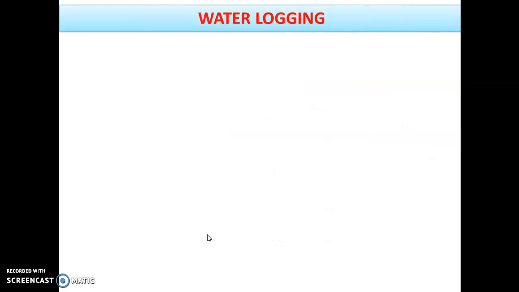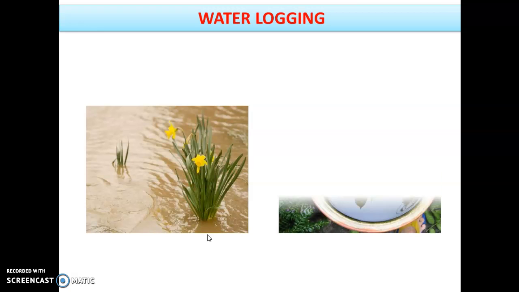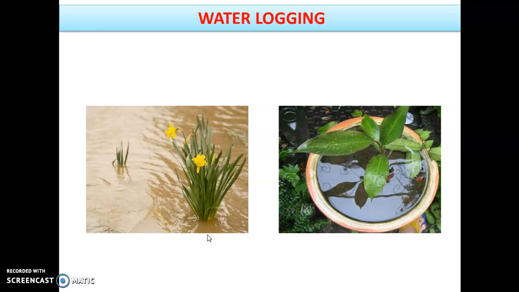Now waterlogging. What is waterlogging? When you overwater a potted plant, or by any means the potted plant gets overwatered, the water replaces the air in the soil, so the root cannot breathe. This condition of overwatering is called waterlogging.